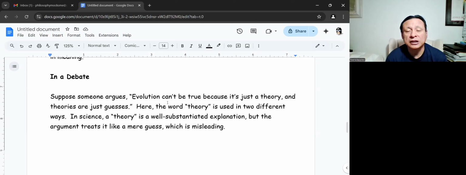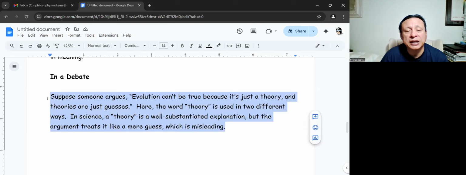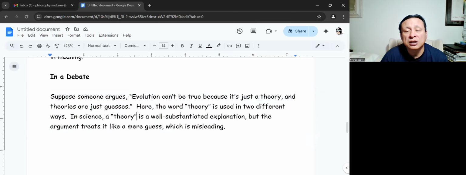But it is just a theory, and so to say that it's just a theory, so it can't be true, that's ridiculous. Unlikely to be true, even that seems like a bit much to say. But the argument treats it as a mere guess, which is misleading, right? So that's what they're saying. Okay, but again, a mere guess can be correct. Okay, so that's one. This is not the best example of equivocation, where the equivocation is on theory.